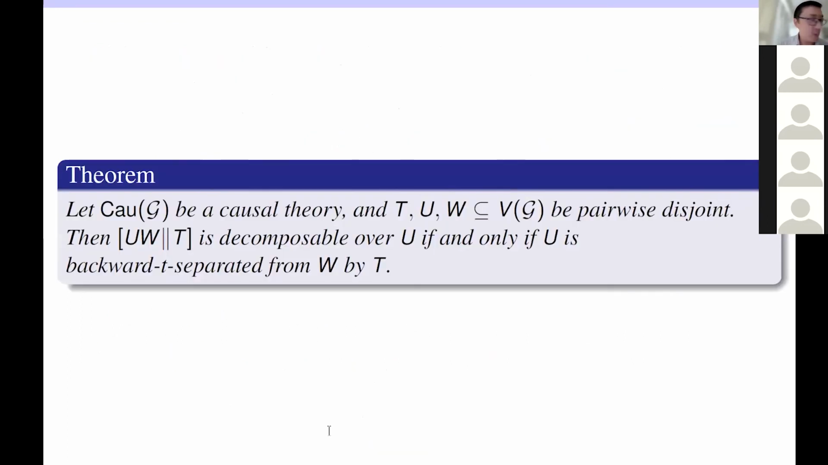Give me 2 minutes, let me at least finish do calculus. We can prove, just in this very abstract setting, that a causal process like this, from T to UW, is decomposable over U if and only if, in this category, U is backward T separated from W by T. For those of you who are familiar with Pearl's do calculus, you can already see some affinity with the second rule of the do calculus. It's a kind of backdoor rule. The backdoor track needs to be blocked in order for this to be decomposable.